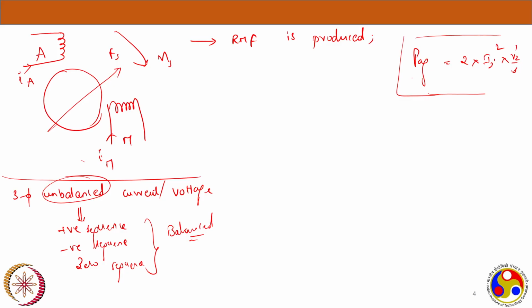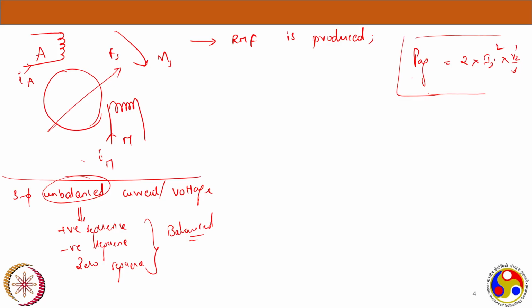Now, if a circuit is energized from any unbalanced three-phase voltage, how do we find the currents in the circuit? You need to go for positive sequence, negative sequence, and zero sequence, find the currents for each, and add them up to find the resulting currents.